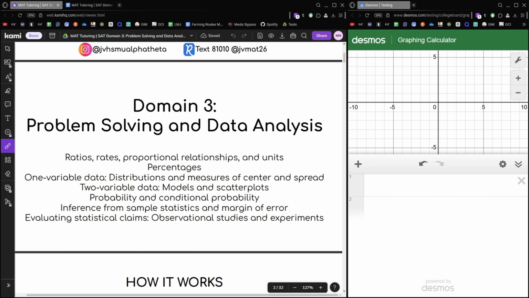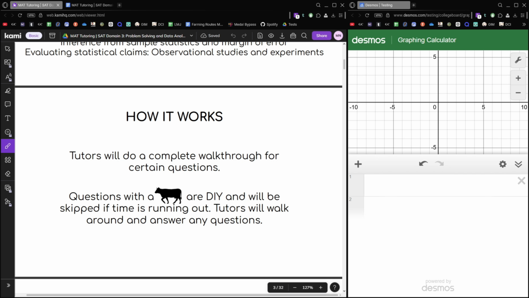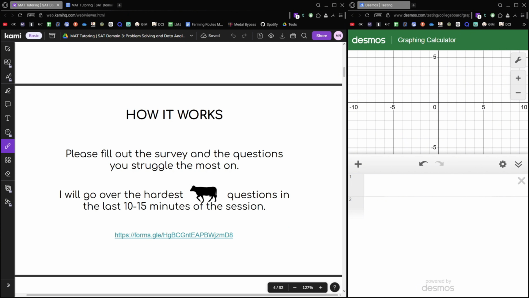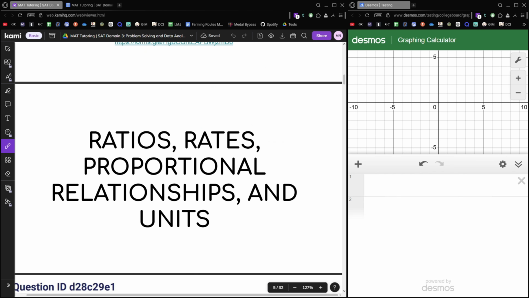These are the topics that we'll be going over. If you were in person, this is how the slides would work. I would go through certain questions, and any marked with a cow would be ones you can try out yourself. Since this is online, I'll obviously be going through every single question. Feel free to follow along or try some out on your own. There's also this form that you would fill out, but once again, I will be going through all of them anyways, so you don't need to fill this out. Here we go with our first topic and question.